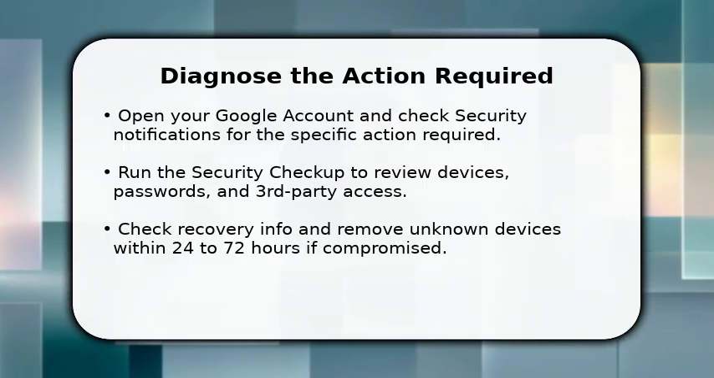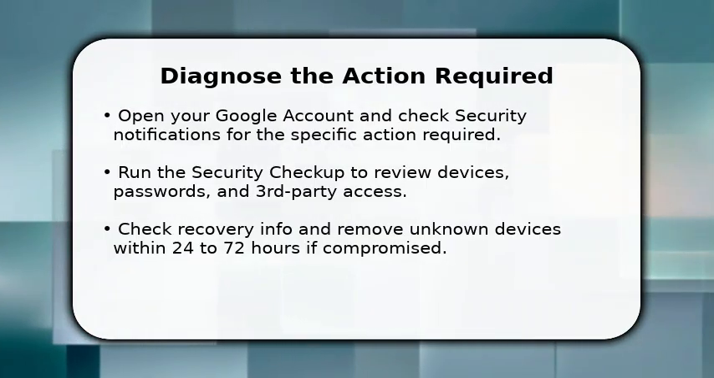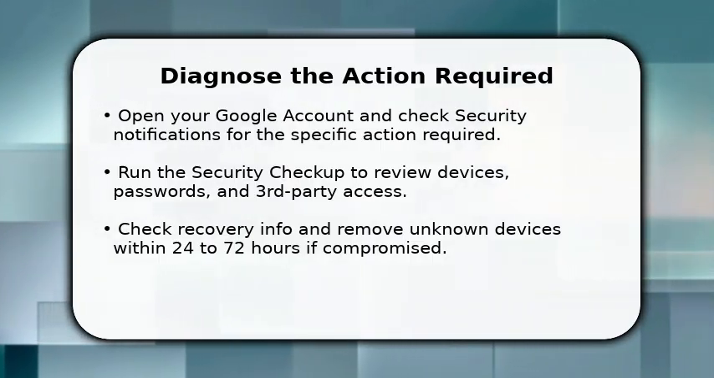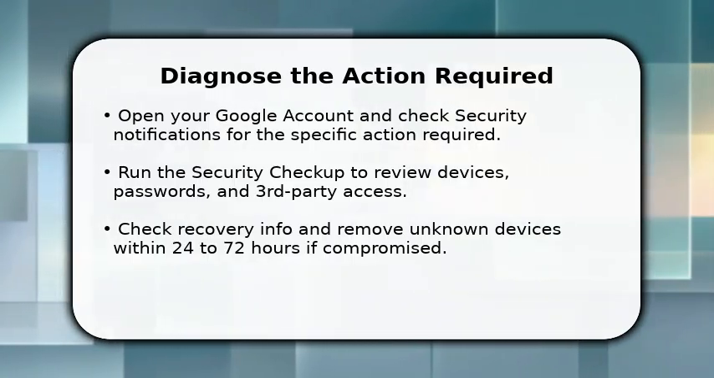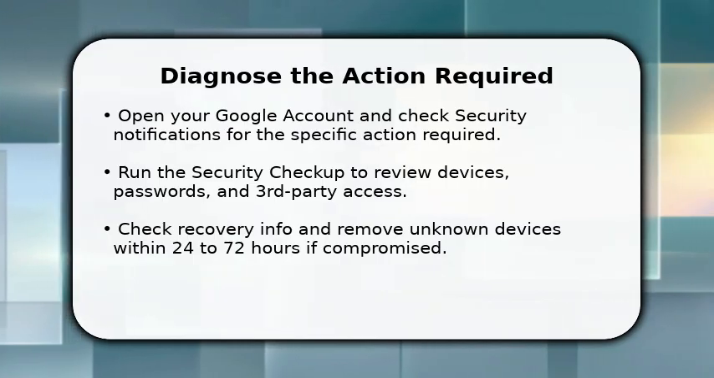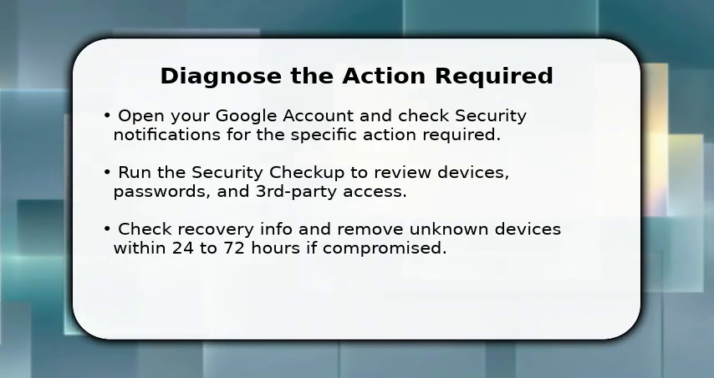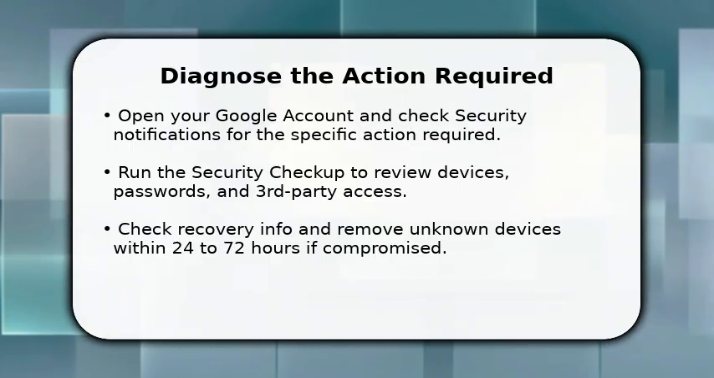Open your Google account and go straight to security notifications to see the required action. Read the alert text carefully and note any suggested steps. Run the security checkup tool and review connected devices, app permissions, and saved passwords. Look for unknown devices and revoke access immediately if you see them. Verify recovery options by checking your phone number and recovery email for accuracy.